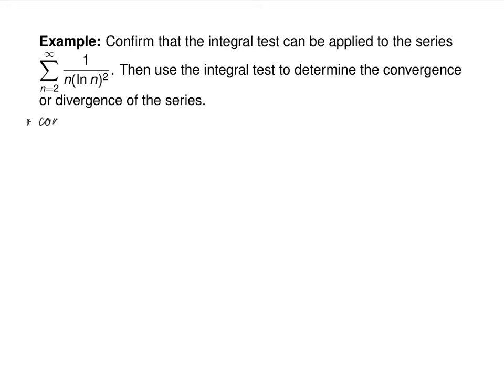X is greater than... Yeah, exactly. If we have f of x equals 1 over x ln of x squared, it is continuous so long as x is bigger than 1. How about positive? And this might be a little bit, well, it's not tricky because ln of x is squared.